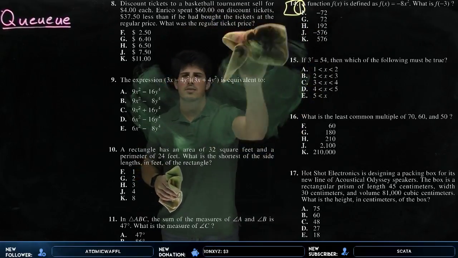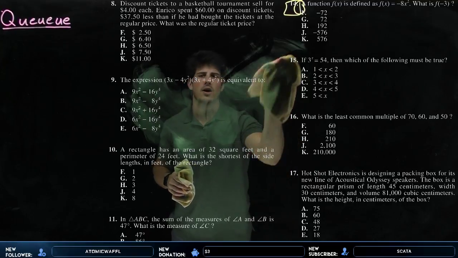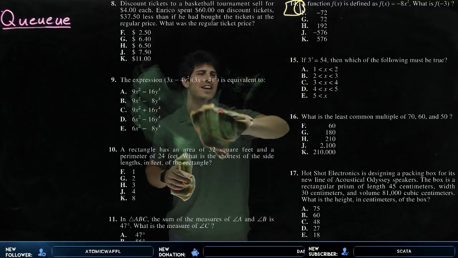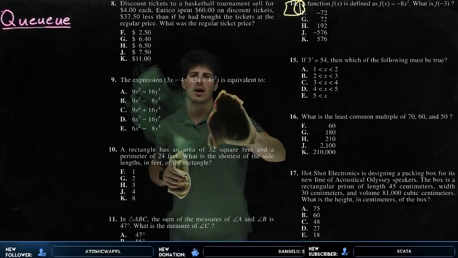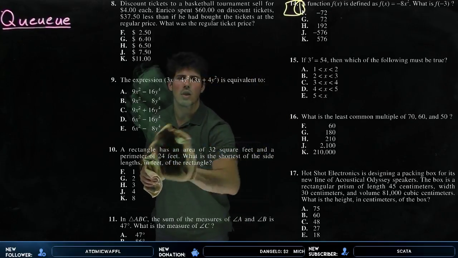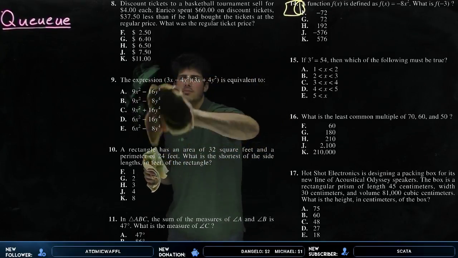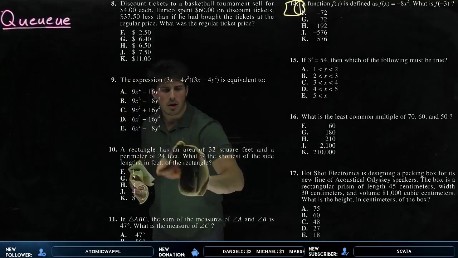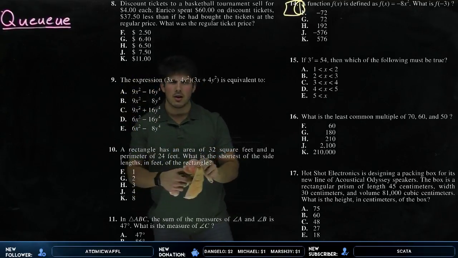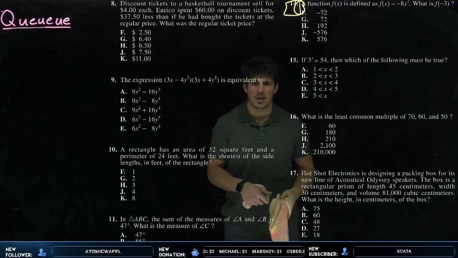The question says, the function f of x is defined as f of x equals negative 8x squared. What is f of negative 3? This is from the ACT. So this is, I believe on this test, the only one I found.